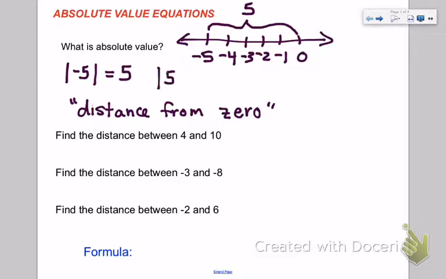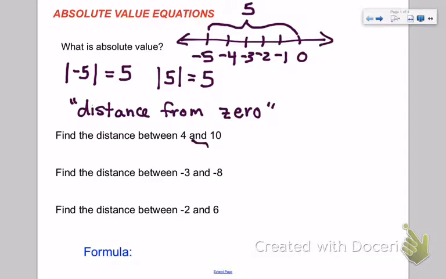So the absolute value of -5 is +5. The absolute value of +5 is also +5. So it basically takes everything that's inside those bars and takes the positive version of that, because distance is always positive. You wouldn't say that your friend lives -3 miles from your house. You would say your friend lives 3 miles from your house no matter what direction it's in.